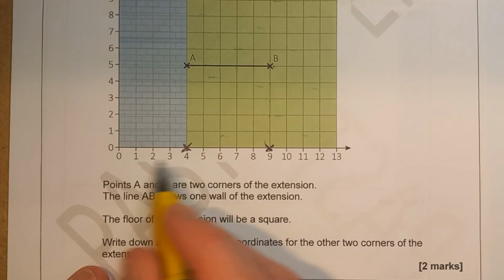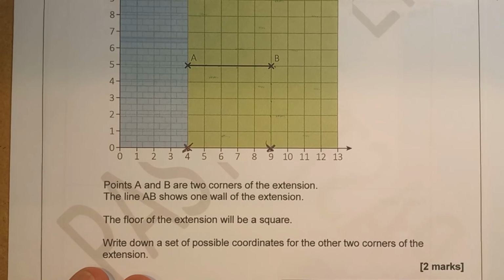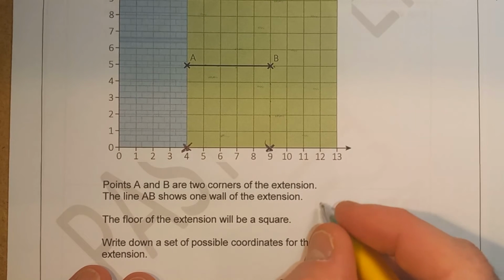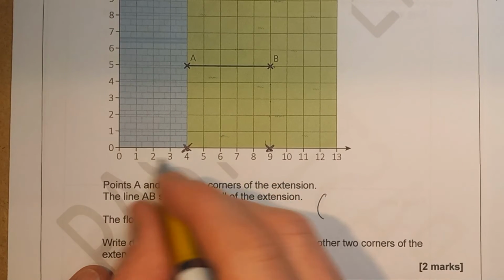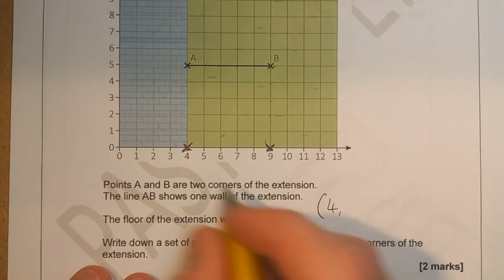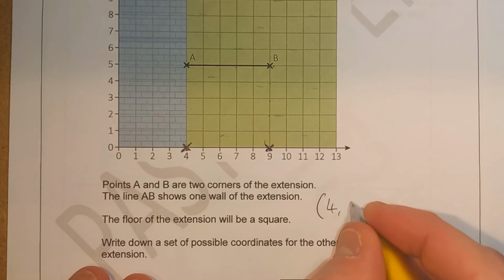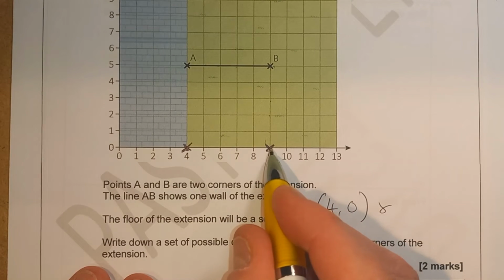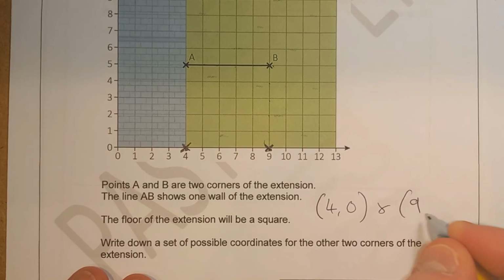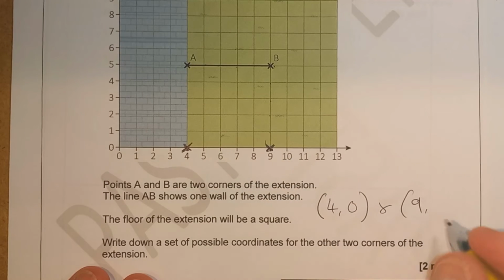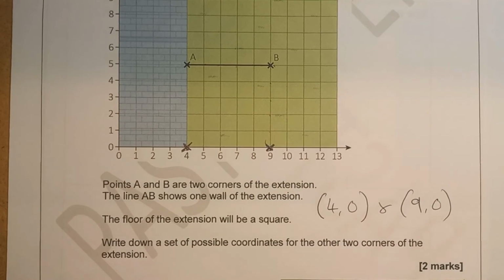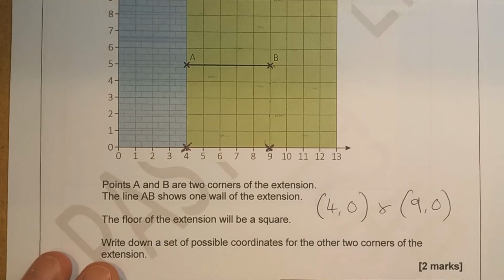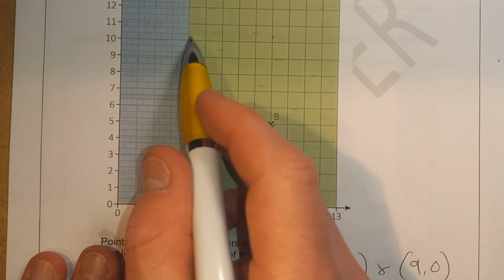Well, if it's here, we always have the x coordinate first. So the x coordinate is the 4. The y coordinate is 0. And the other coordinate is this one here, the 9. So it's 9, but it's still a 0 y coordinate. So 9, 0.